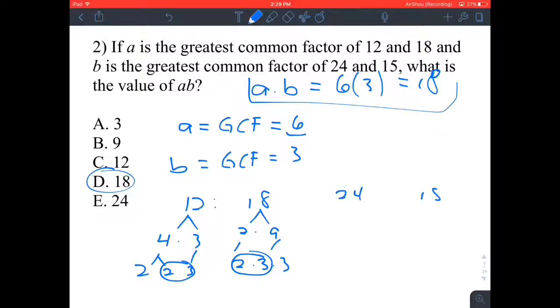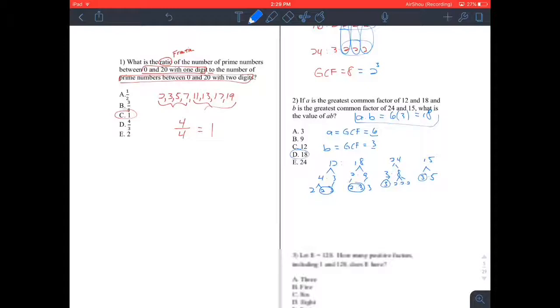Comparing the 24 and 15, 15 breaks down to 3 times 5. 24 breaks down to 3 times 8. 8 breaks down to 2 times 2 times 2. So what do those have in common? Only a 3. As stated, the GCF was 3. Moving on.